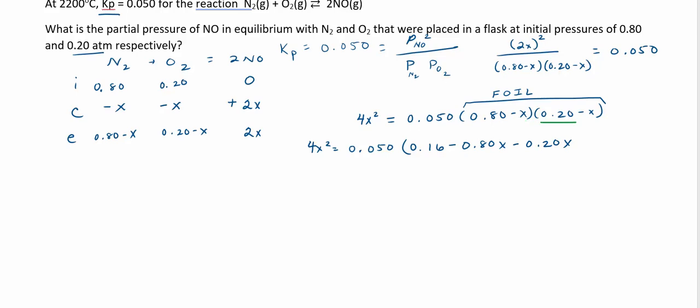And now the L of FOIL is last. So I'm going to take the last digits. So this part here and this part here. So negative x times negative x is a positive x squared. So that is how we expand that quadratic. Now, first thing I'm going to do is I'm going to combine my likes. So I'm going to take and add these together.